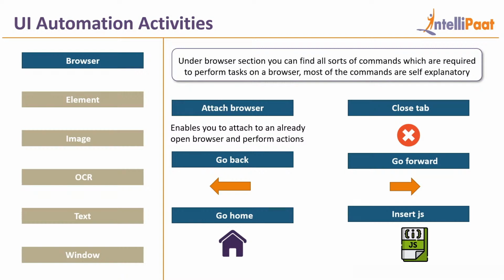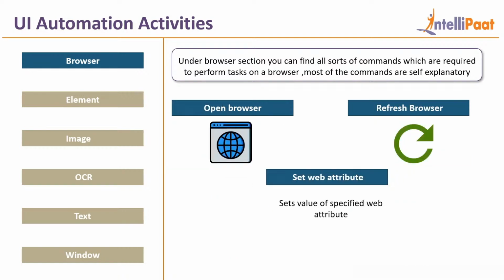You have go home and insert JS. So if you want to go to the home, just choose the home. If you want to insert a JavaScript, then you have to use insert JS. Other than that, you have open browser, refresh browser, and set web attribute. So if you want to set a specified web attribute of any kind, you can use that as well, or you can refresh the browser, you can open the browser. Pretty straightforward. You can use these activities, and the other thing is you can use recording in the web recorder, and you can copy text, and you can do a lot of different things with respect to text. I'll be discussing that when we go to the hands-on section.